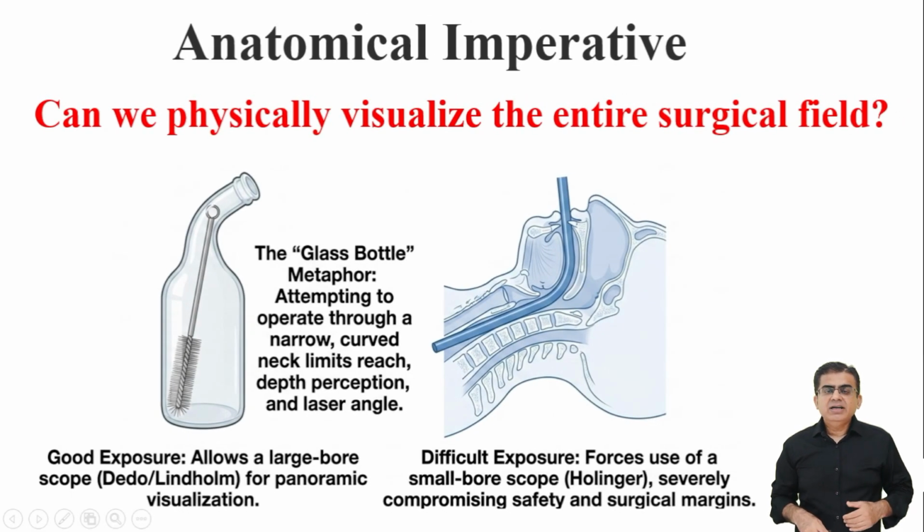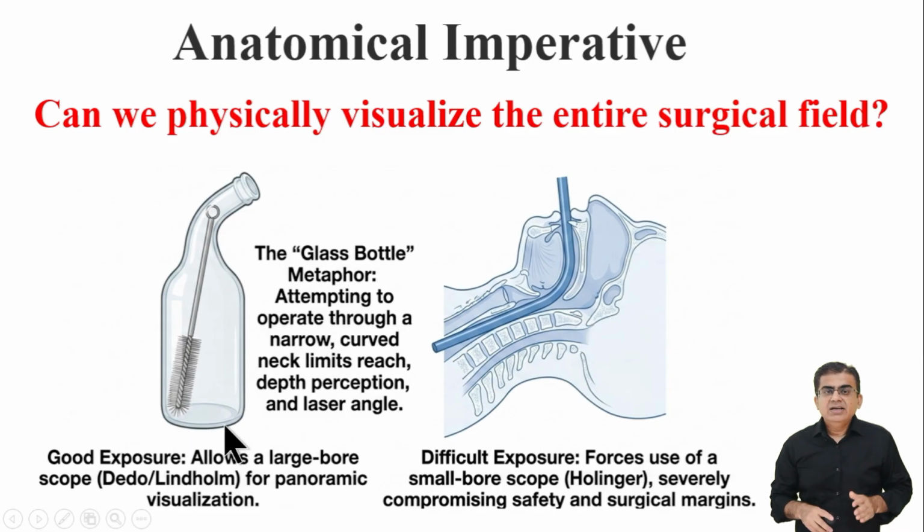First pillar, the anatomical imperative. Can we physically visualize the entire surgical field? Look at the glass bottle example on the left side of your screen. Imagine trying to paint the inside base of this narrow, curved bottle. You are only allowed to use a long, rigid brush inserted through the neck. If the neck is too narrow or the curve is too sharp, you simply cannot reach your target.